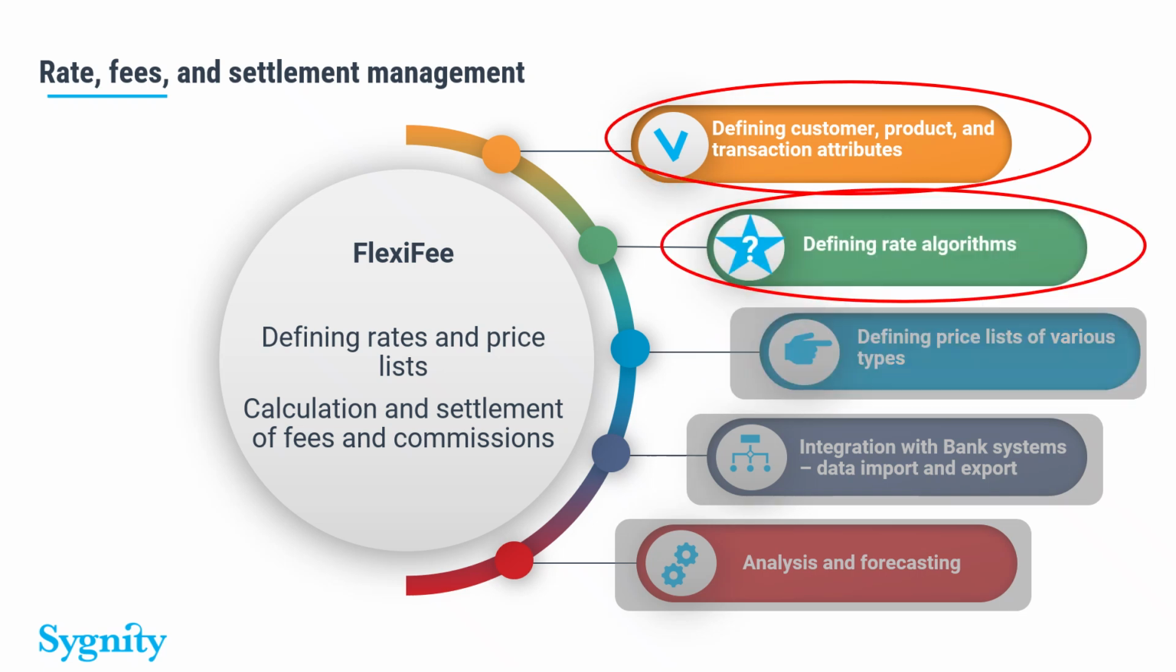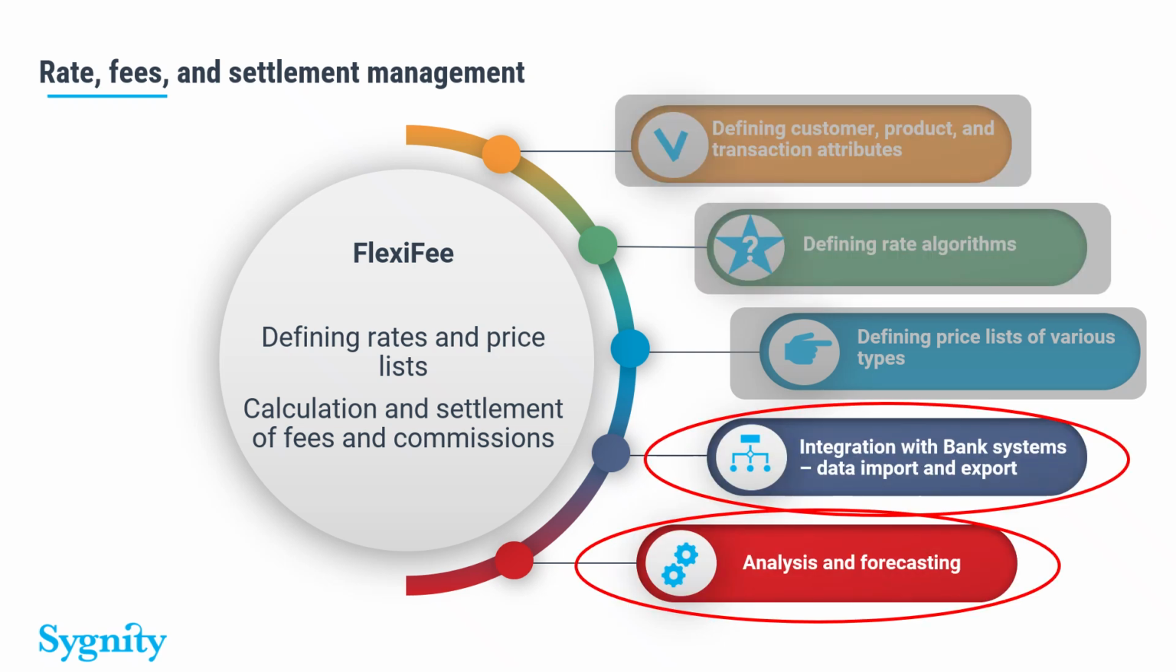FlexiFEE is divided into areas that are used to define the method, algorithm for calculating the amounts to be settled with the client, as well as the area that is used to load the data and process it in order to calculate the amounts. The system has all the elements that allow you to define algorithms, but also allow you to define the attributes that these algorithms will use. These are attributes related to the customer, the product, or the transactions performed by the customer.